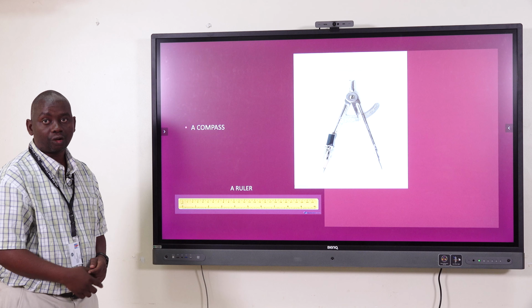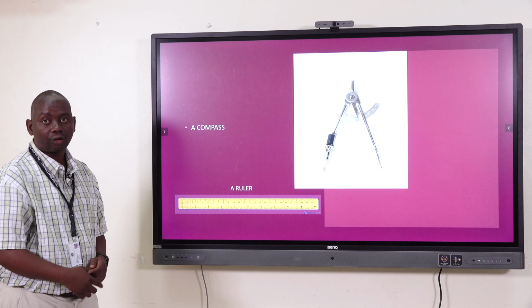an angle where we have line OA, which is an arm, and line OB, which is also another arm. But between those two lines, we have that space, what we call an angle. Then we would like to look at an example of an angle bisector.